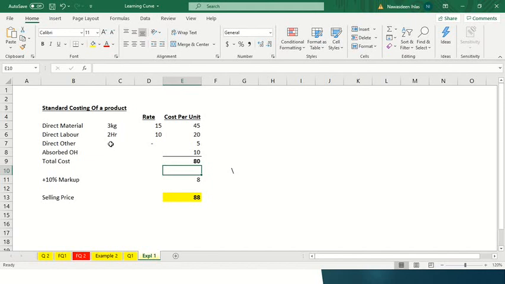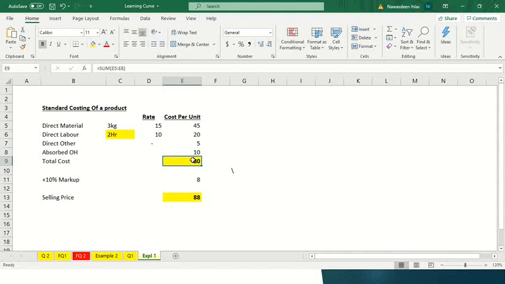So here you can see, for the first unit how many hours did we need? We needed 2 hours, right? So 2 hours into 10, 20. So here you can see for the first unit our cost is 80. So when making the first unit, the cost is 80, because two labor hours were used.